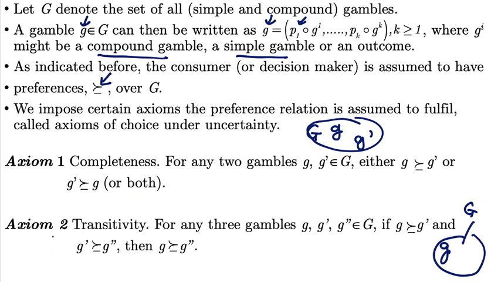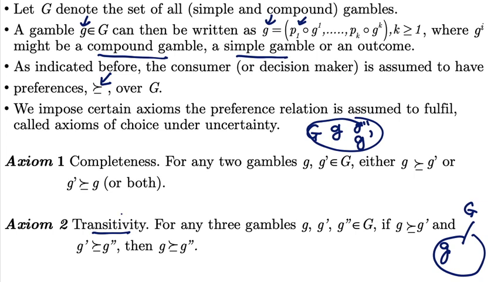Now let's look at axiom 2, transitivity. Let's say we have 3 gambles, G, G prime, and G double prime, and all of them are gambles in the set of capital G. If we say G is at least as preferred as G prime, and also G prime is at least as preferred as G double prime, then we can say that G is at least as preferred as G double prime, isn't it? So this is transitivity. We have seen the first and second properties.